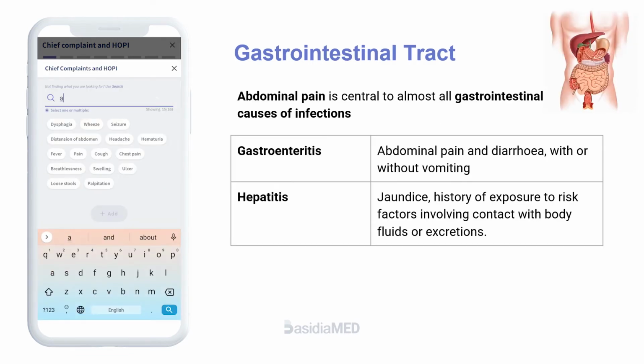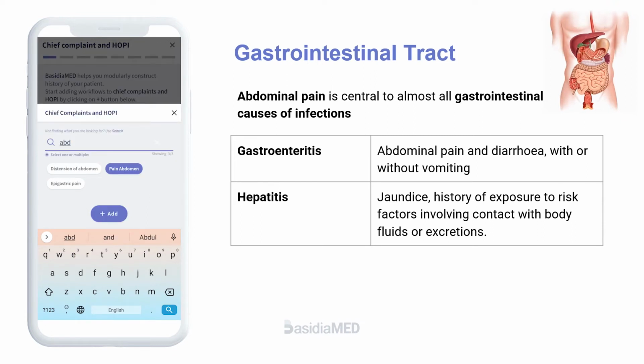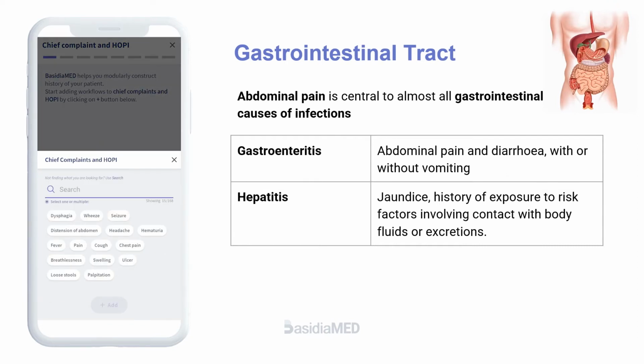Gastrointestinal tract. Abdominal pain is central to almost all gastrointestinal causes of infections. It is important to characterize the pain, including the site and radiation, associated abdominal symptoms, and relieving and aggravating factors. Gastroenteritis is the commonest gastrointestinal infection and is associated with abdominal pain and diarrhea with or without vomiting. Determining whether the diarrhea is acute or chronic can distinguish infective from non-infective causes.